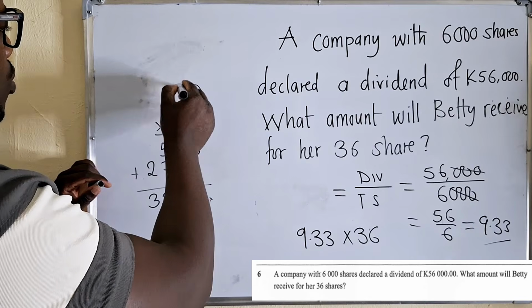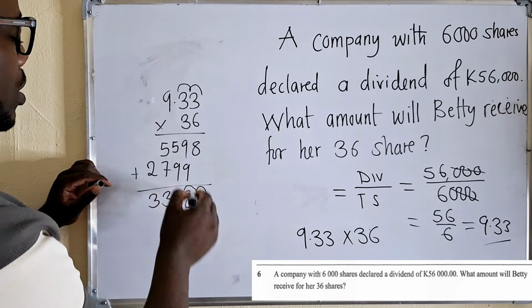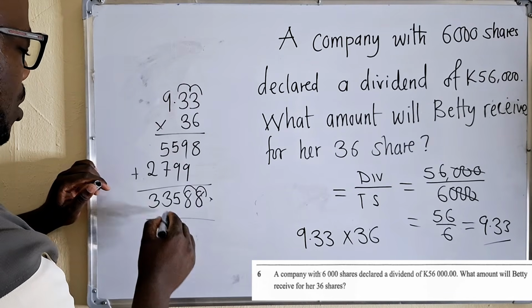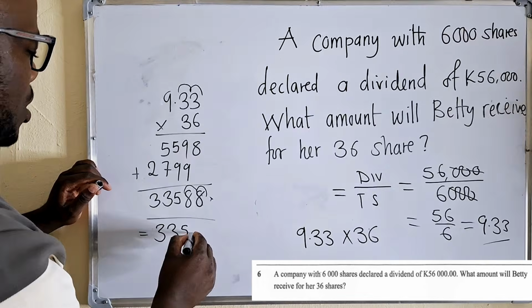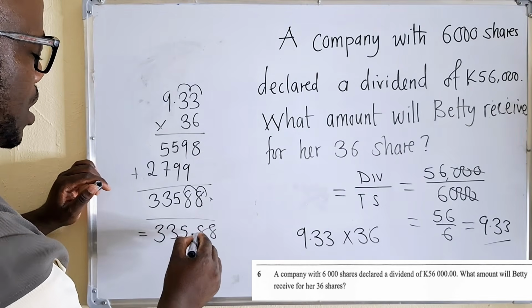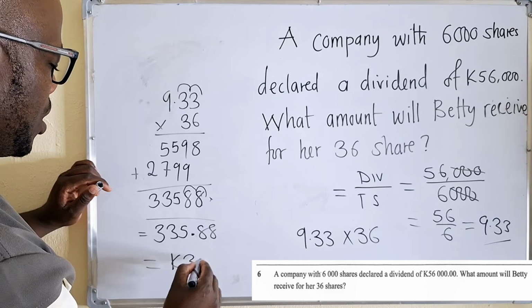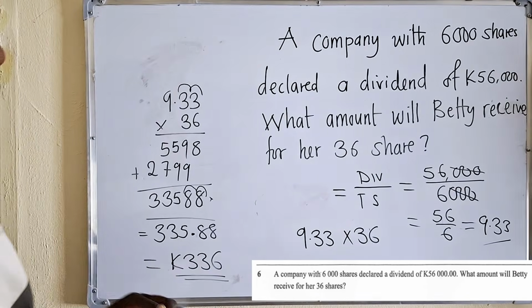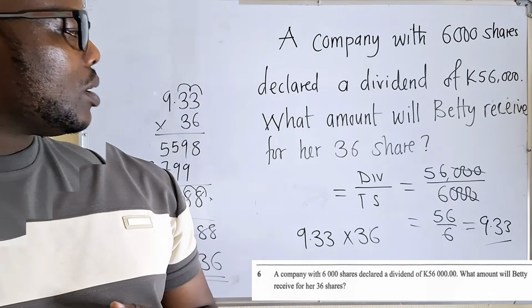So we count the number of decimal places, it's 3, so we shall say 1 2. I mean, it's 2 actually, 1 2. So this is giving us a 3. Okay, 3 5.88, so 0.88. We can round off that this is 336. So this is the amount of money which Bet got.